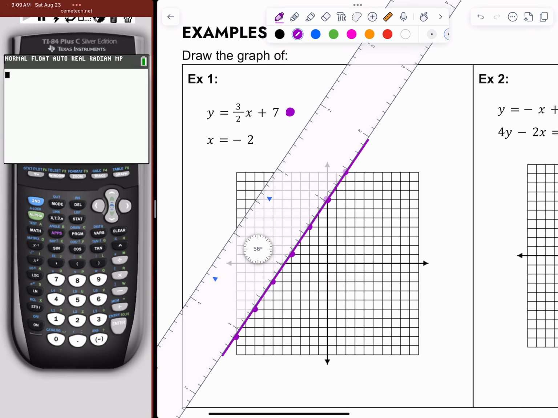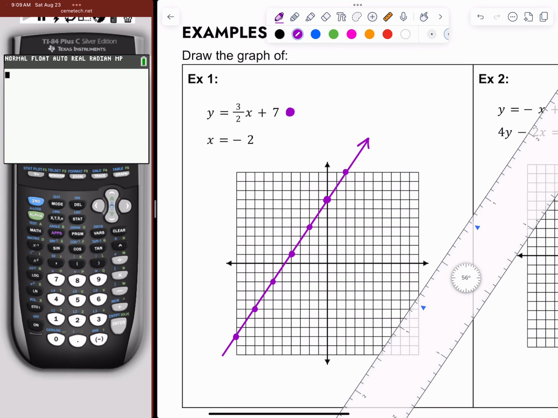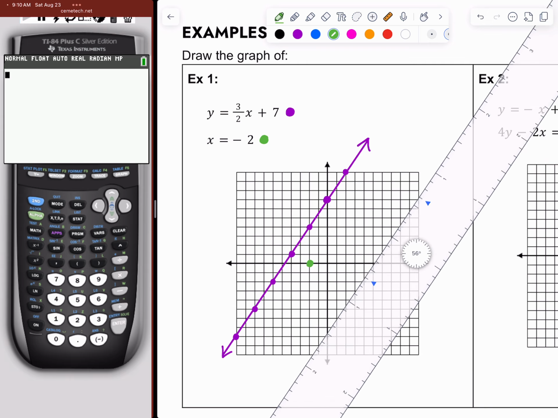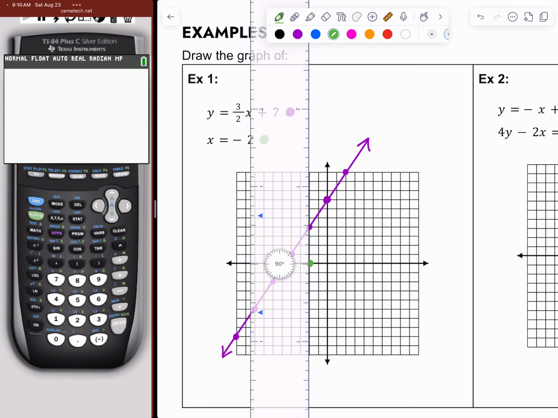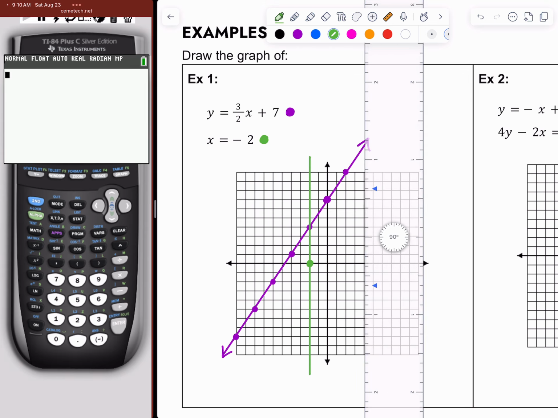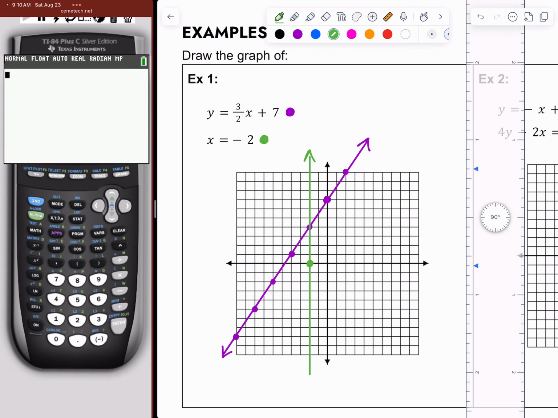All right, so graph that line. The next one says that x is equal to negative 2. Notice you do not see a y value there, so that means we don't care what y is, as long as the x is negative 2, we're fine. So negative 2 on the x-axis is here, and then we are going to draw a vertical line because x has to always be negative 2.